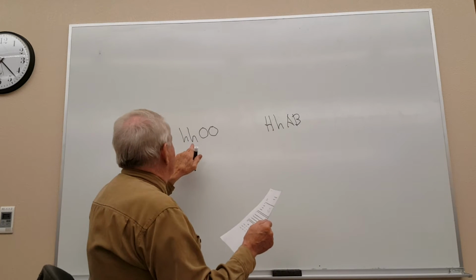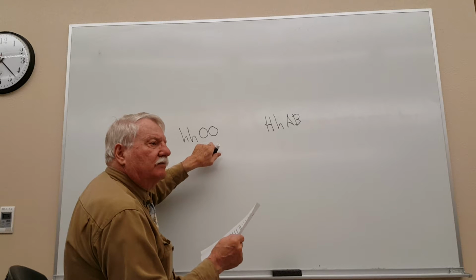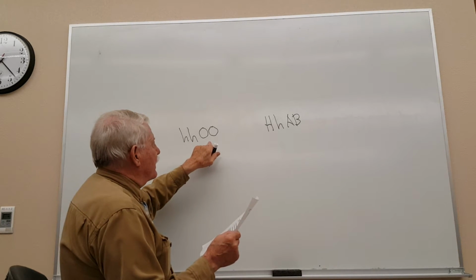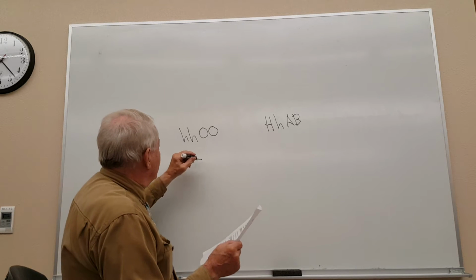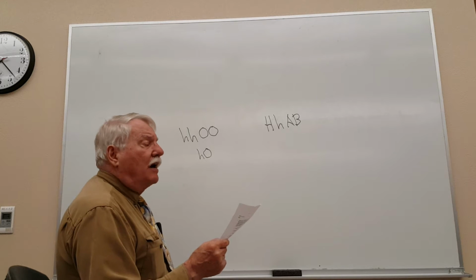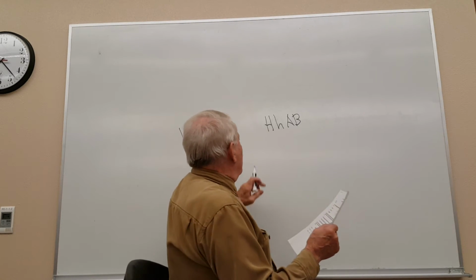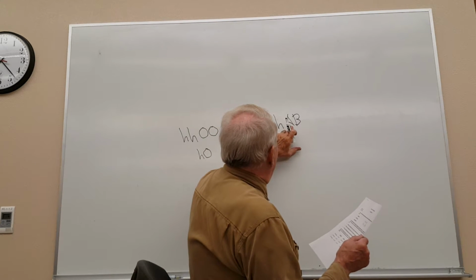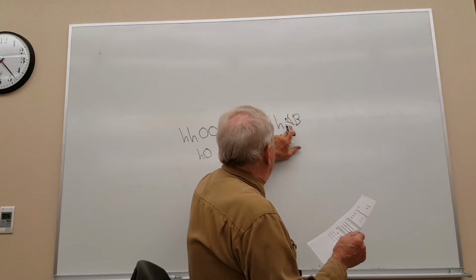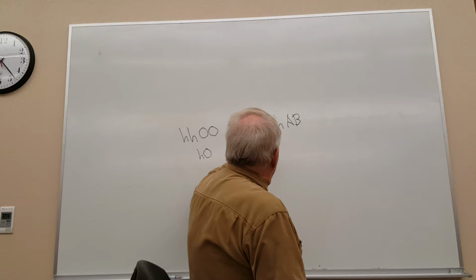How many different gamete genotypes can you get out of this? Remember, the gamete's only going to have one allele of each kind. For the man, one. It's going to be hO. That's it. How many different gamete genotypes can you get out of the woman? 4. You get the big H with the big A, the big H with the B, the little h with the big A, and the little h with the B.